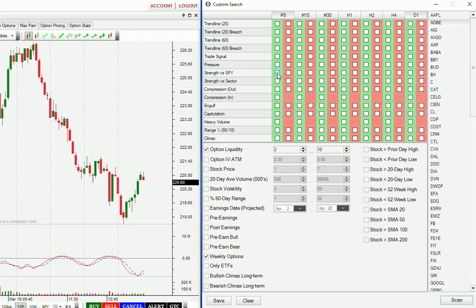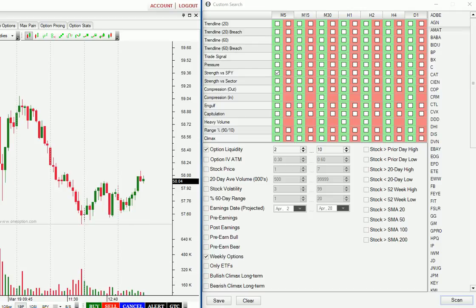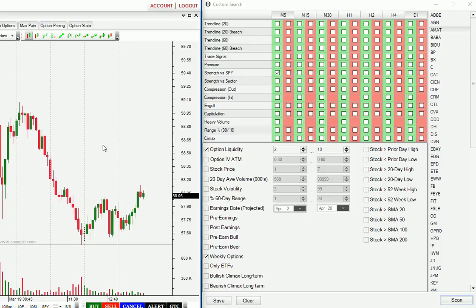Now we're going to be looking for strength versus SPY. Well, we've already looked at Adobe. Let's look at AMAT. Double click on it. I'm going to take the pressure indicator off of the chart, toggle on, toggle off, but I am going to toggle something else on. I'm going to toggle an overlay of the SPY.